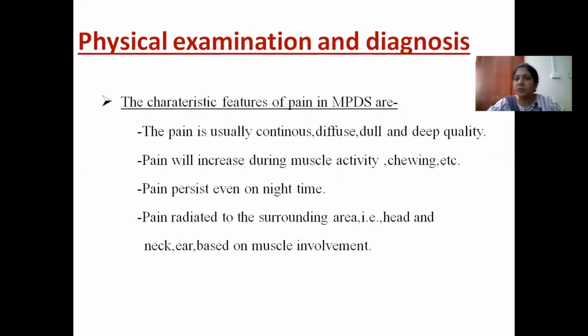Now, how will you diagnose this MPDS? There are certain characteristic features of MPDS, like pain, usually continuous, dull, deep quality. Pain will increase during muscle activity. As they are masticatory muscles, chewing habit, the lateral excursion, opening, closing, speaking, laughing, yawning, all these are muscle activities. They may increase the pain. Pain persists even at nighttime. Pain radiates to the surrounding area like the head, neck, ear, or the muscle which is involved.